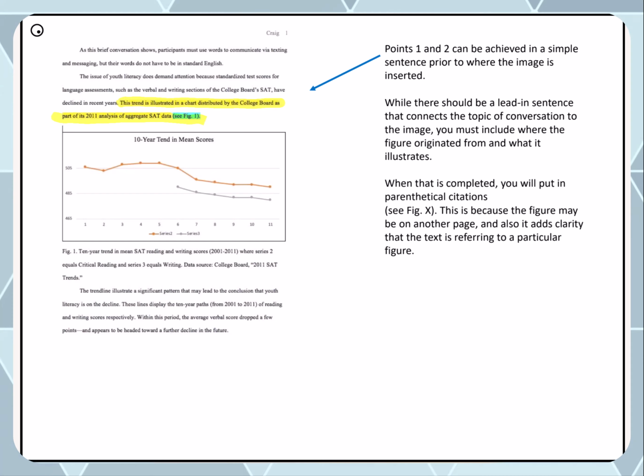So if we go to the right side of the slide, we see points 1 and 2 are achieved in a simple sentence prior to where the image is inserted. So the first 2 criteria are already met in this simple sentence. There's a lead-in sentence that connects the topic of conversation to the image. You have to include where the figure originated and what it illustrates, and we've done that there. So when it is completed, you will put in parenthetical citation see fig X, whatever that is. So you could be at figure 10. However many figures you have in your essays, you're going to have at least one. You can put maybe 2 or 3, but I wouldn't want to get too many in there.